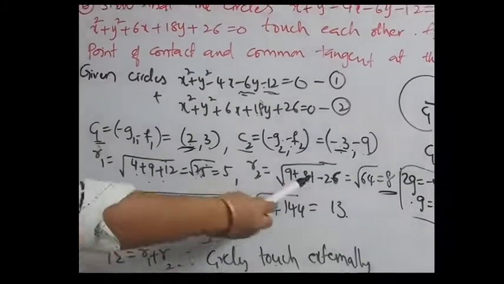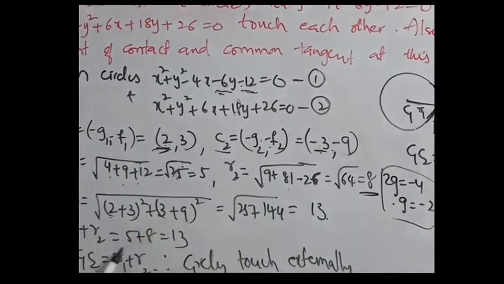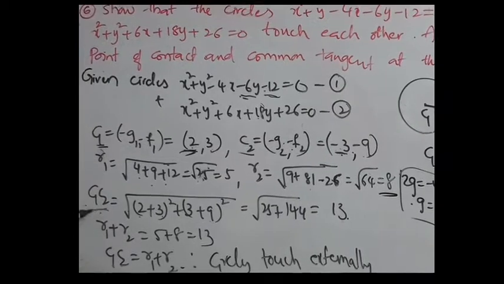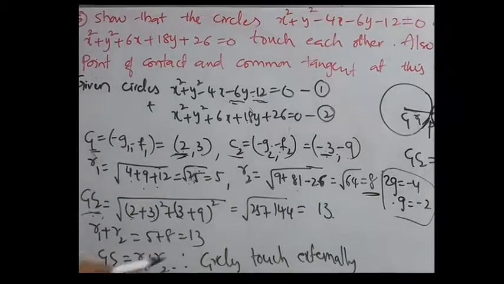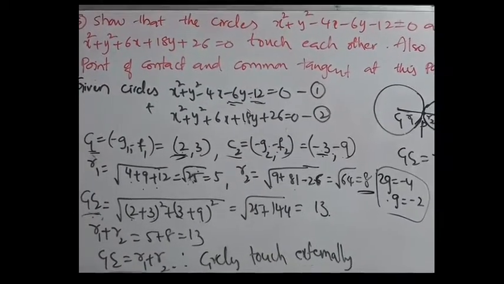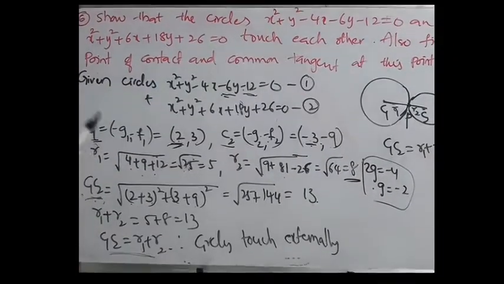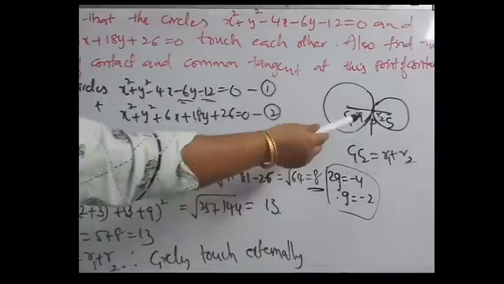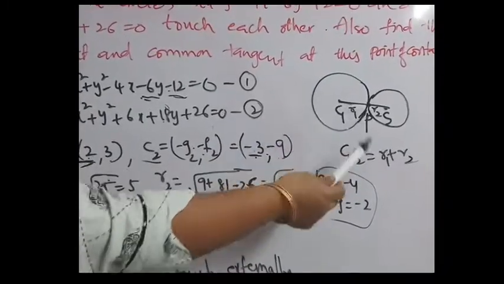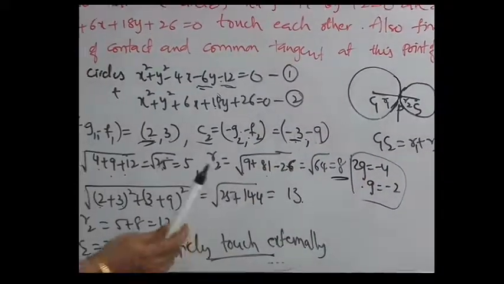So see here, R1 plus R2. What is R1 plus R2? 5 plus 8, 13. So what can we observe? C1C2 value is equal to R1 plus R2. Previously we discussed, what is that? If C1C2 is equal to R1 plus R2, then the second condition: the two circles touch externally.